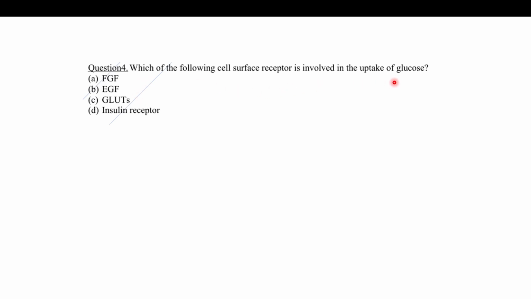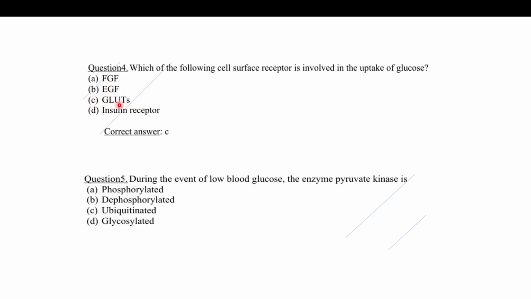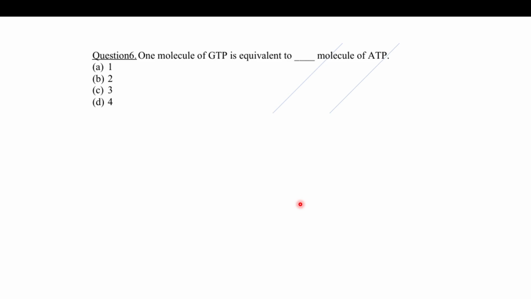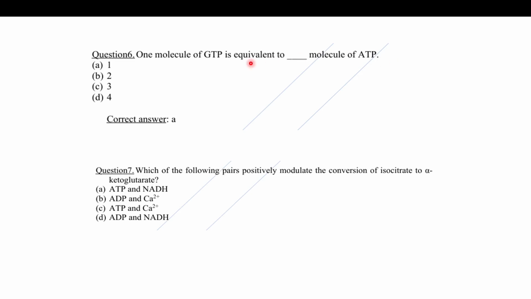Which of the following cell surface receptors is involved in the uptake of glucose? The correct answer is option C, glucose transporters, GLUTs. During low blood glucose, the enzyme pyruvate kinase is less active and phosphorylated. This is the same thing we looked at earlier, the same slide from the previous one. One molecule of GTP is equivalent to dash molecules of ATP. One molecule of GTP is equivalent to one molecule of ATP.